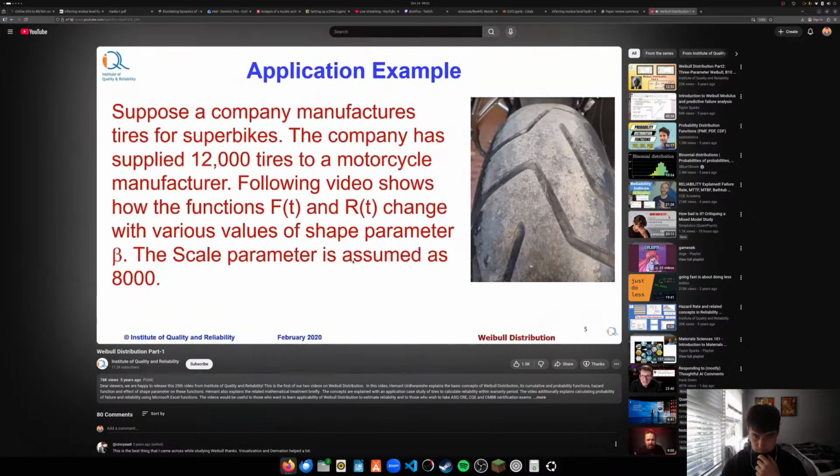Let us see an application example. Suppose a company manufactures tires for superbikes. The company has supplied 12,000 tires to a motorcycle manufacturer. The following video shows how the functions F of t and R of t change with various values of the shape parameter beta. The scale parameter is assumed to be constant at 8,000.